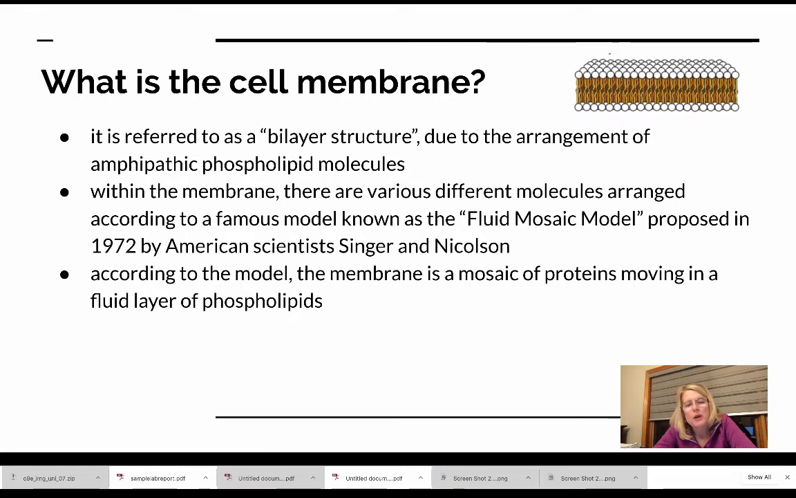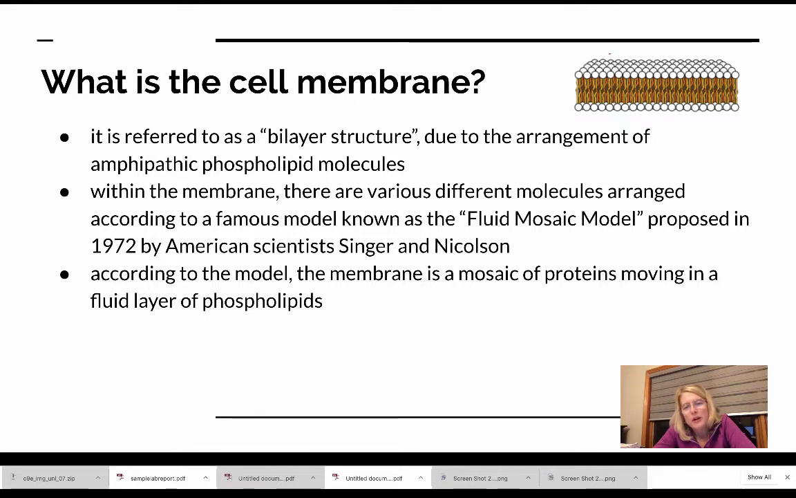So according to their model, the membrane is a mosaic. It's going to be made up of these phospholipids that we talked about earlier, but it's also going to have proteins embedded. It's going to have carbohydrates. It's going to have cholesterol. So this mosaic part is this coming together of different components to make this membrane structure.